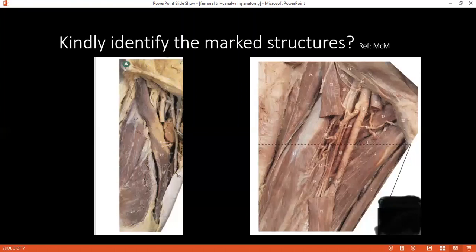Because the femoral vein is one of the most medial parts of the femoral triangle. When there's an aneurysm or a swelling, there's a tendency to collect into that anatomical space, and femoral lymph node inflammation is also typically found in that space as well.